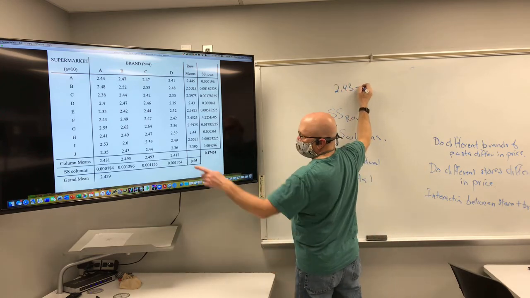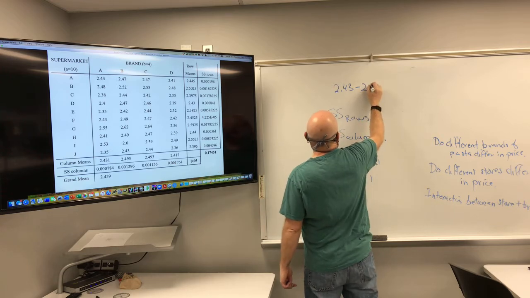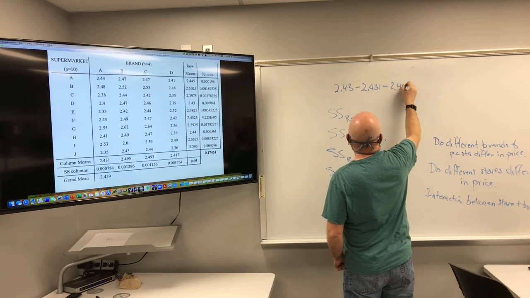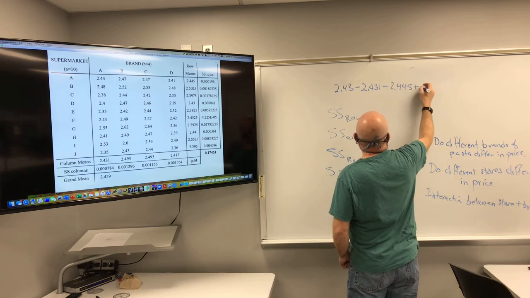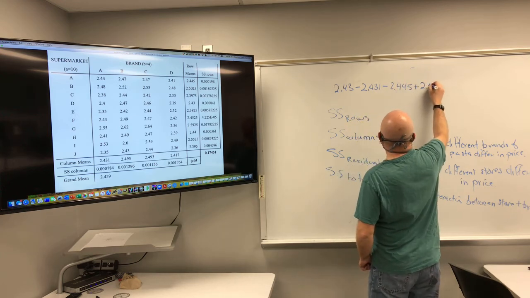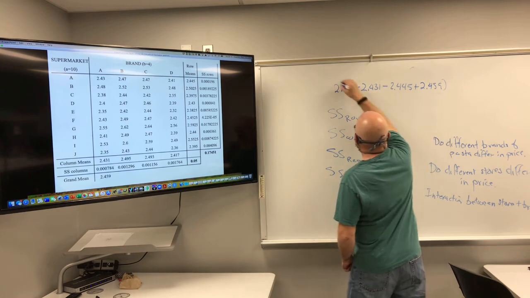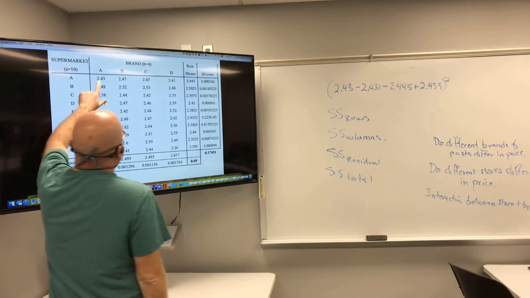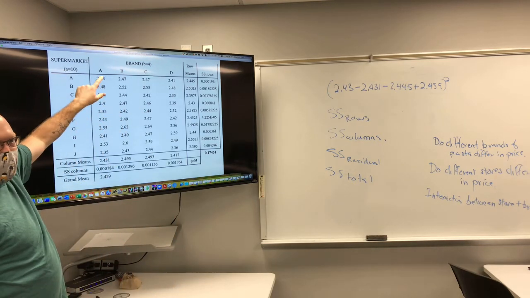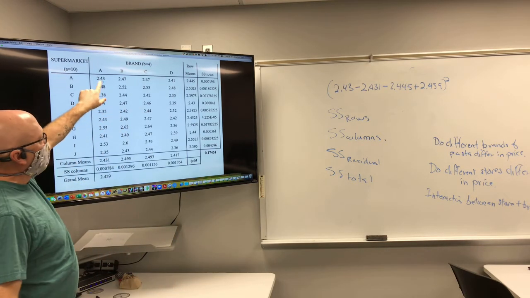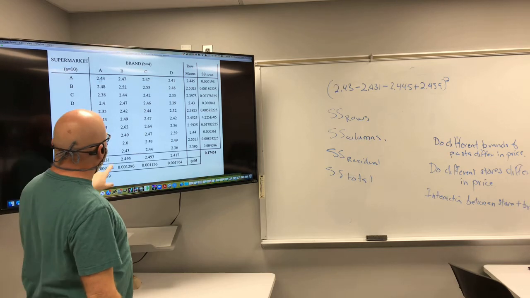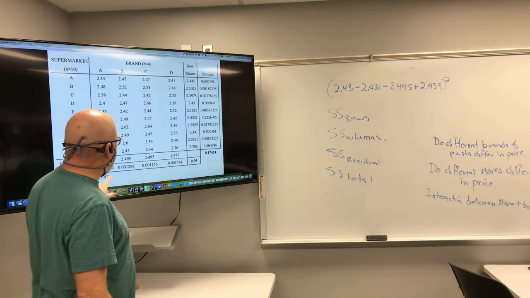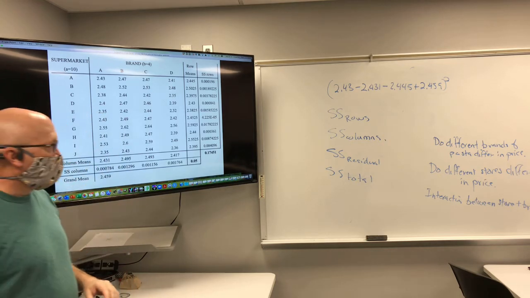2.431 minus 2.445 plus 2.459, squaring that. That's the sum square residual for this particular value. It's the value minus the column mean minus the row mean plus the grand mean, squared.